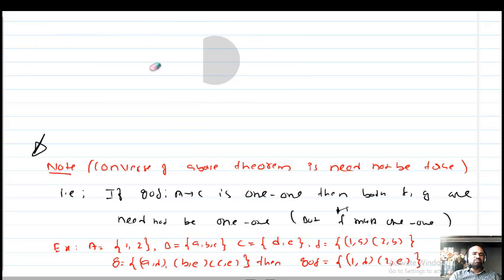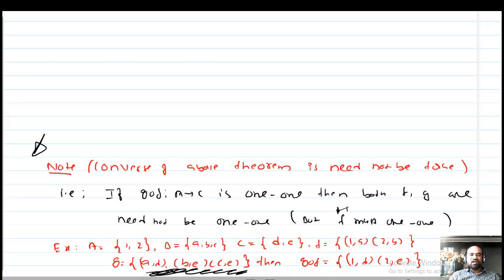Through an example I explained here, observe, students. A is {1, 2}, B is {a, b, c}, C is {d, e}. f is given as 1 to a, 2 to b. g is given as a to d, b to e, c to e. Here g is not 1-1. Observe, g is not 1-1 here. See, a is paired with d, and sorry, b is paired with e and c is paired with e. Means g is not 1-1. Here f is 1-1 only.